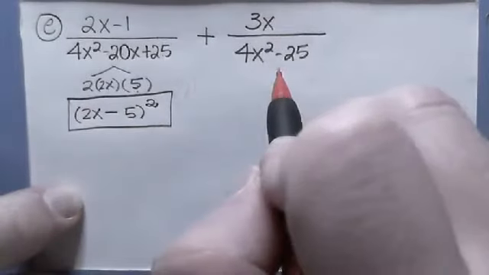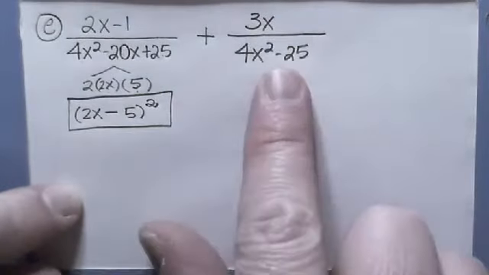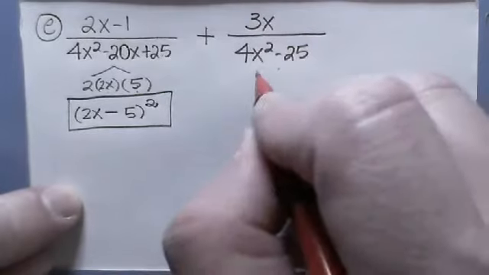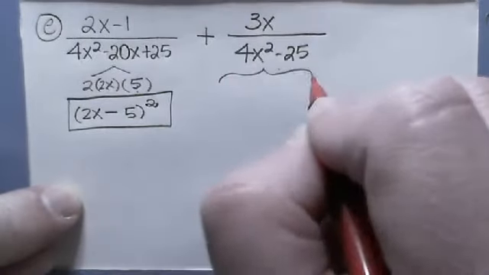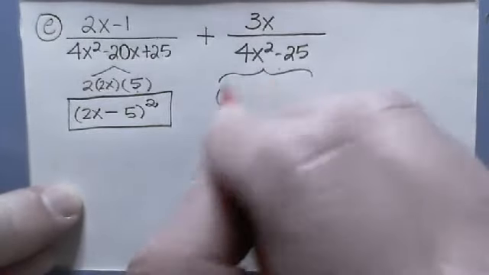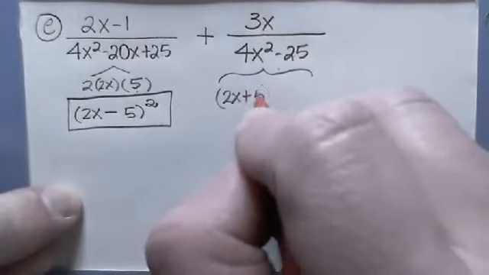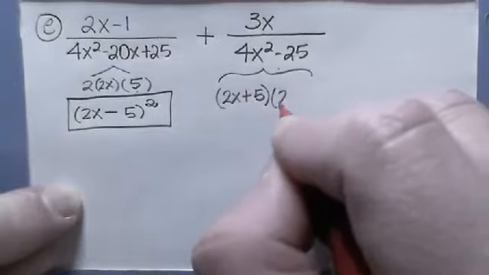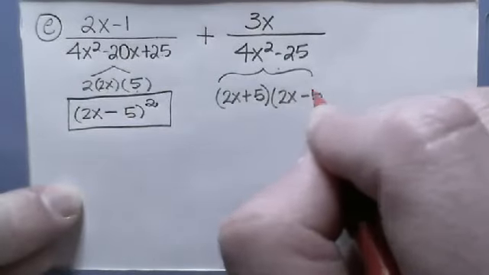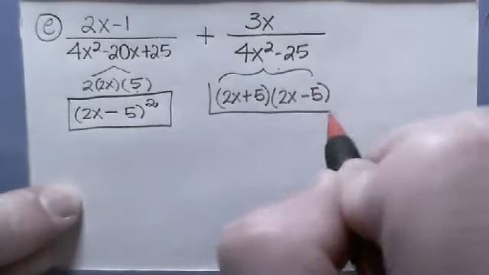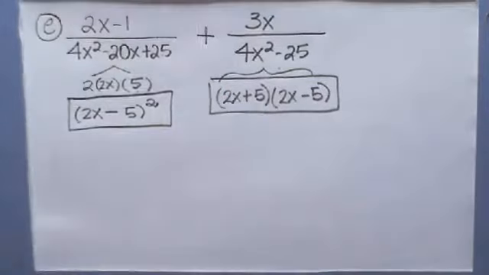This one should ring a bell. They are perfect squares. They only have two terms. So that means there's a special factor that says, take the square root of this, which would be 2x. The square root of that would be 5, so plus 5. And then copy it again, 2x, but this time put a minus. And that's the prime factorization of that.